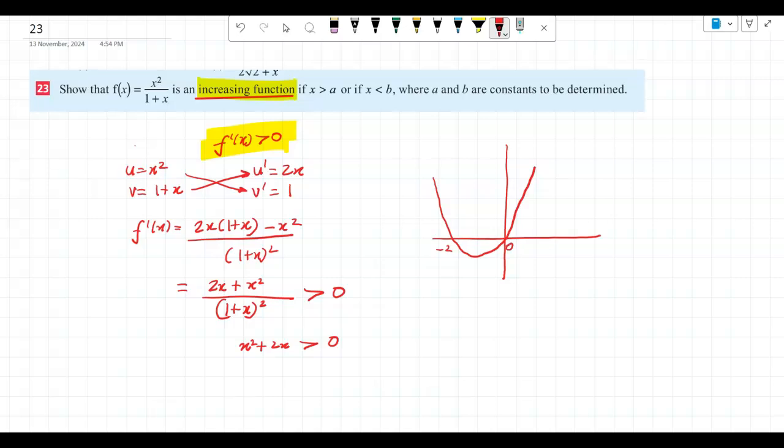Now we want when this function is greater than 0. So for what values of x is the function above the x-axis? Yeah. So x is less than minus 2, or greater than 0. Correct? So these are my constants which were to be determined. So your x is less than b, so my b is equal to minus 2, and x is greater than a, that means your a is equal to 0.